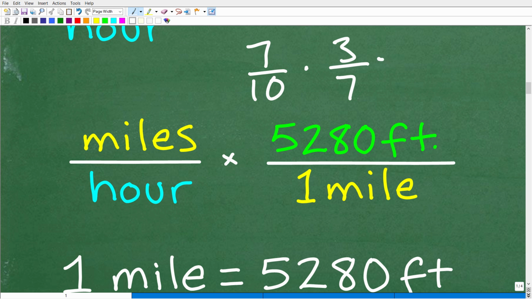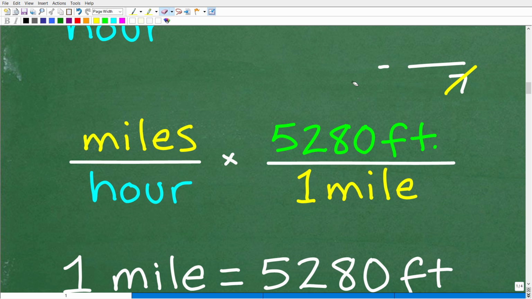Okay, so if I'm going to multiply these fractions, this is 7 times 3 over 10 times 7. When I have like factors in the numerator and denominator, here I have 7 in the numerator and 7 in the denominator, I can cross cancel because one's in the numerator and one is in the denominator, in terms of these factors. So you can cross cancel.